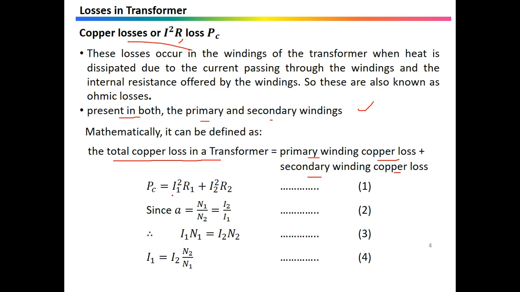In the primary winding, the current flowing is I1, and the resistance of the primary winding is considered to be R1 in series. So the total copper loss in the primary winding will be I1 square R1. Similarly, for the secondary side, the current is I2 and the resistance is R2. So the copper loss on the secondary side will be I2 square R2, and the total will be the sum of these two values.